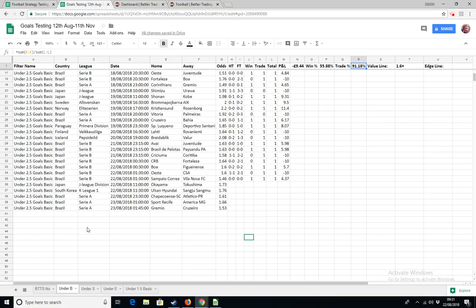Obviously, there's certain leagues like maybe the Brazilian leagues, which we find a lot of selections come from on this, where the market does expect unders quite heavily.